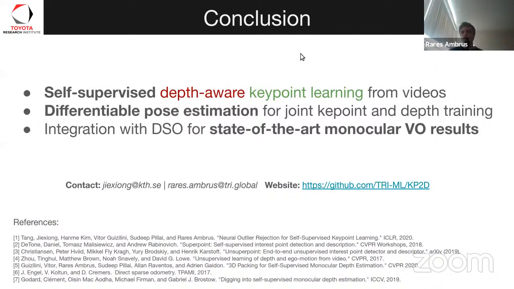Okay, so in conclusion, we propose a novel self-supervised pipeline for regressing depth-aware keypoints from monocular videos, and we achieved this by training jointly a keypoint and a depth network tied together through a differentiable pose estimation module. And we showed through integration with DSO that we can achieve state-of-the-art monocular results. Thank you for your attention, and please let me know if you have any additional questions.